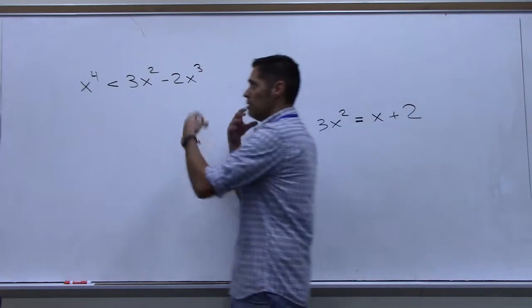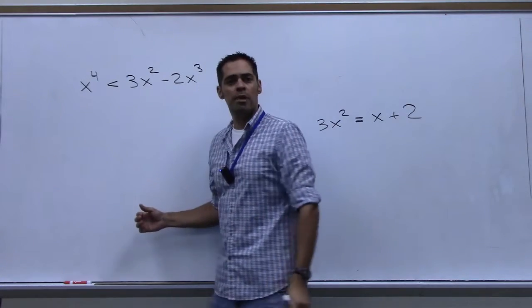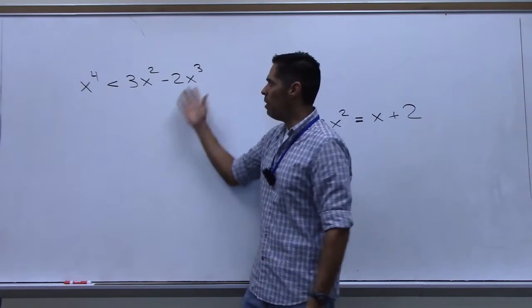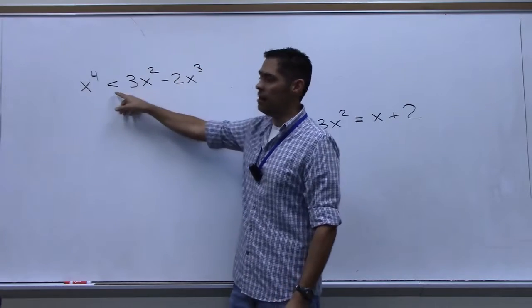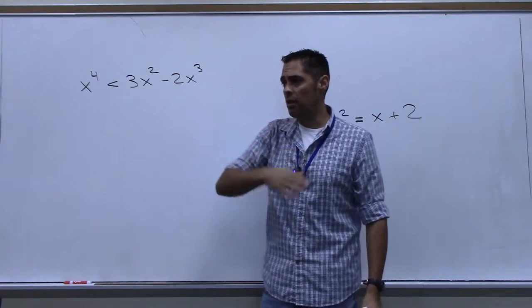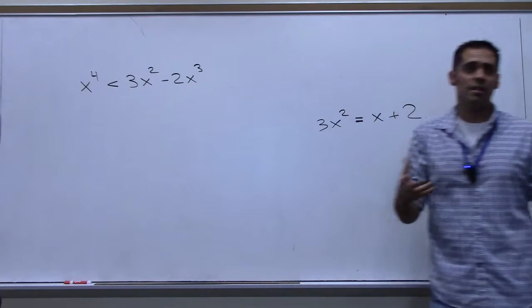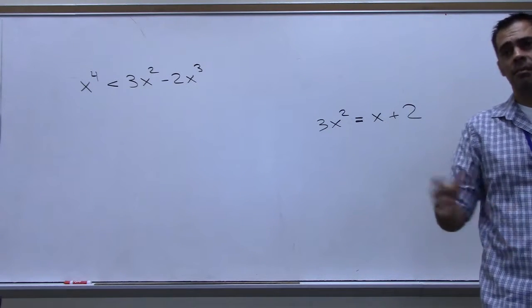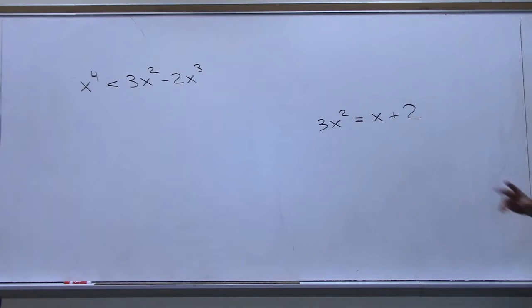This is called a polynomial inequality. It's a polynomial and it's an inequality. And that's what we're studying here, polynomial inequalities. The other part of today is we're going to study rational inequalities, but we're not there yet. So those are the 2 topics today, polynomial and rational inequalities.